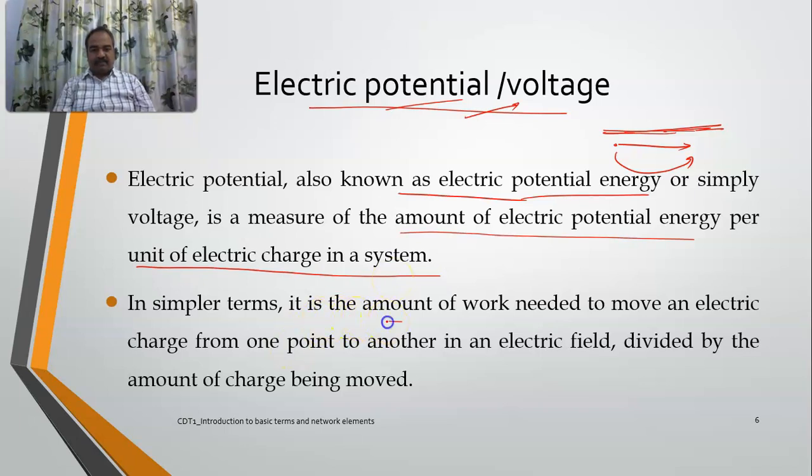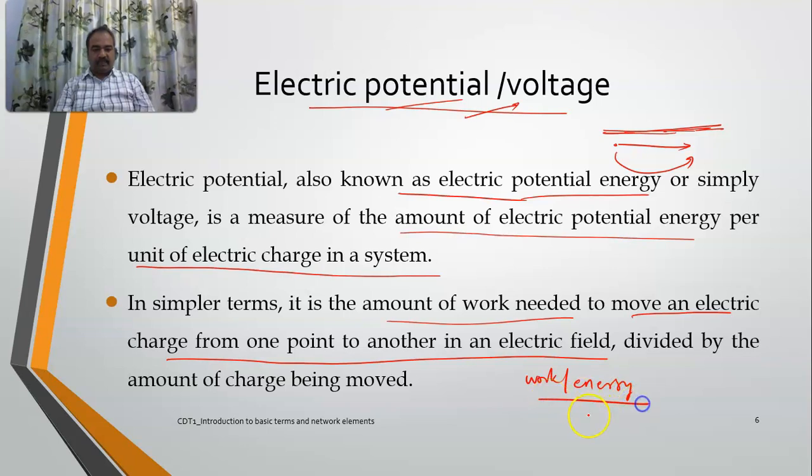In simpler terms, it is the amount of work needed to move an electric charge from one point to another in an electric field, divided by the amount of charge being moved. So whatever the amount of energy or work done, divided by how much charge you are moving, this is considered to be potential. Okay.